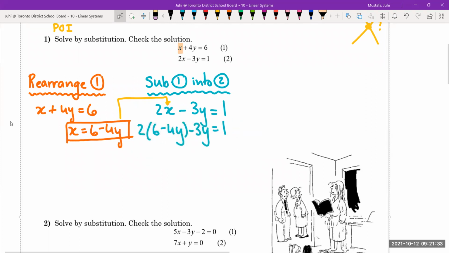Question? I didn't forget to put the x. What I did was I literally changed the x to whatever this is over here. So see how it's 2x? Well, I know x is 6 minus 4y. So I took the 6 minus 4y and I substituted it into this x over here. So now it's 2 brackets 6 minus 4y, minus 3y is equal to 1.